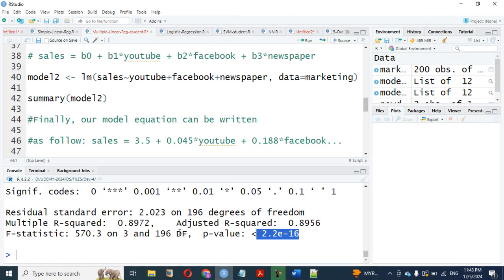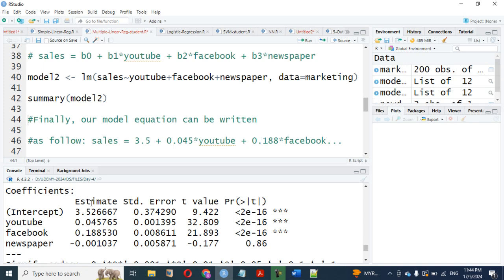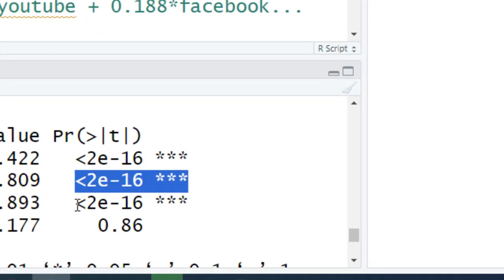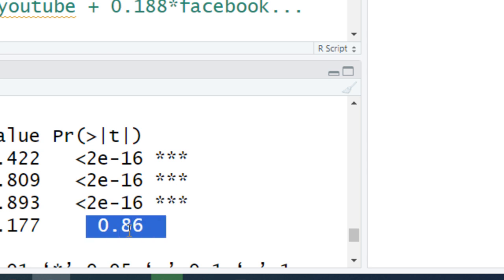Okay, our degrees of freedom: you can see our error 2.01 on 196 degrees of freedom. So our R-squared is 89%. Also, when it is adjusted, nothing changes much. All right, if you look at our estimate here for YouTube, you see it remains intact, but this has changed because we have passed multiple values now. Now we have a significant value for YouTube, we have for Facebook, but for the newspaper, it's not significant.